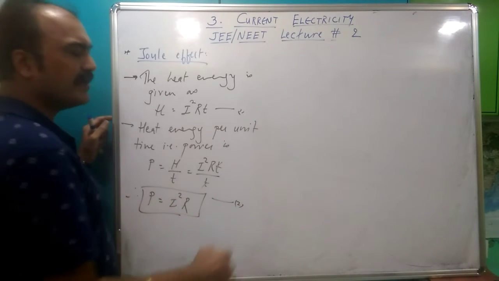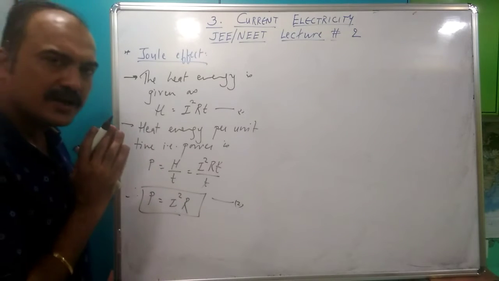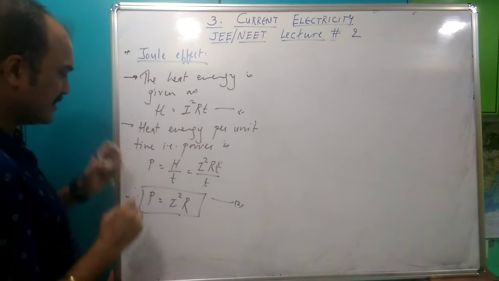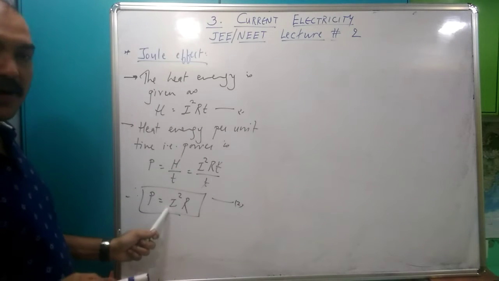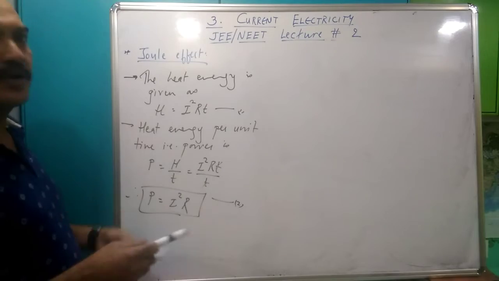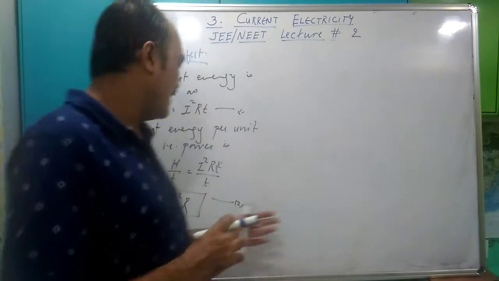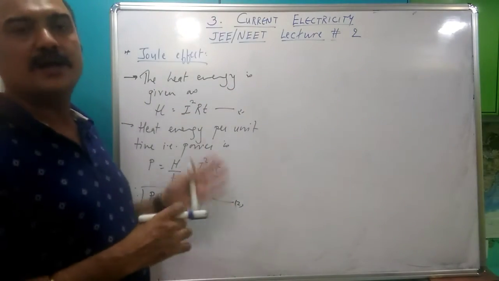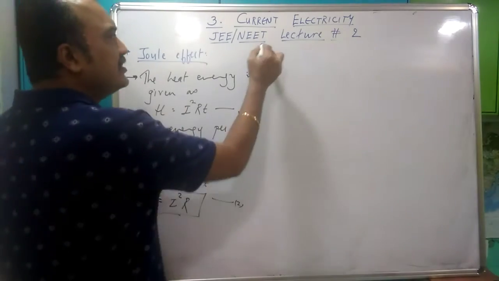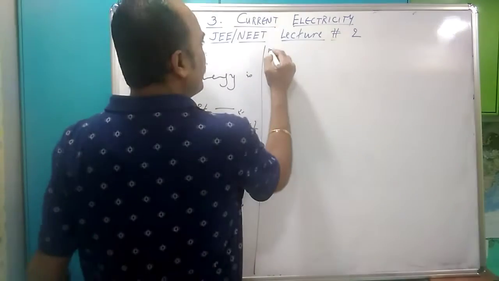But ladies and gentlemen, let me remind you, this is actually the heat energy lost per unit time, or power lost as heat. If I put I as V by R, then I'm going to get another equation which is V square by R. And if I write R as V by I, I'm going to get P is equal to VI. So I have three equations and I'll systematically put them.